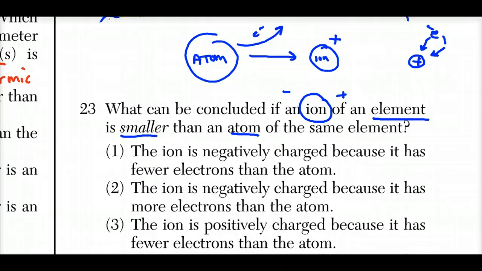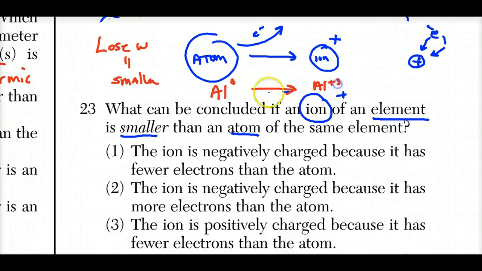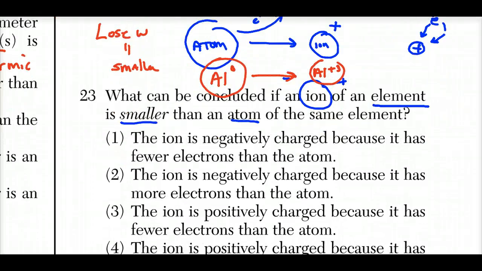Now I also can remember that if I lose weight, I get smaller. So it's another way to remember this. Losing electrons makes you smaller. Lose electrons, you become positive. Kind of like redox. You think about aluminum 0 becomes aluminum plus 3, it oxidizes. It loses electrons, and aluminum plus 3 is going to be smaller than the atom. Okay, so many ways to think about this.